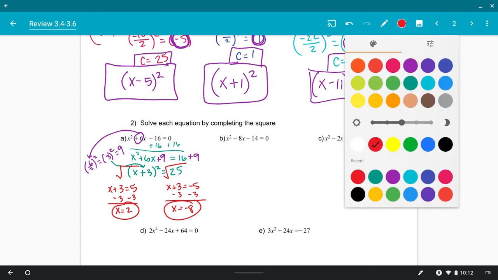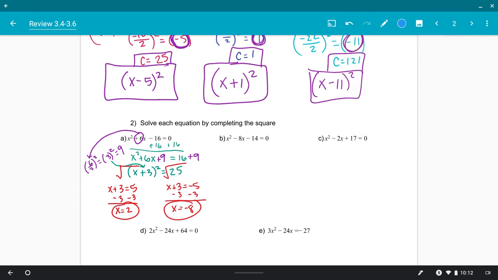All right, next one, do a similar process here. So we'll start by adding 14. x squared minus 8x, leave a little gap, equals 14 on this side. We can do our c work over on the side. So we'll take this negative 8 over 2 squared, which is negative 4 squared, which is 16. So we'll do plus 16 plus 16.